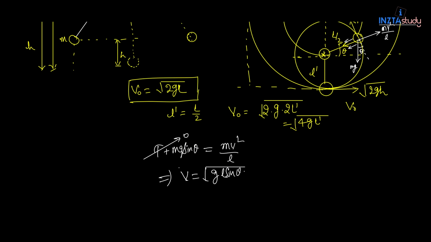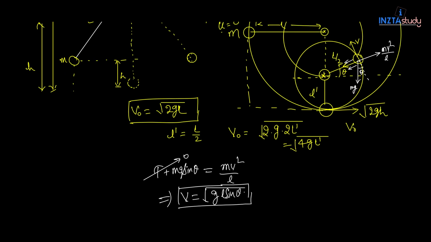This is the speed it will have when the string becomes slackened, and after that it won't follow the circular path, but instead it will follow a projectile motion. So if this angle is theta, this other angle is going to be 90 minus theta. Okay, so it is going to follow projectile motion.